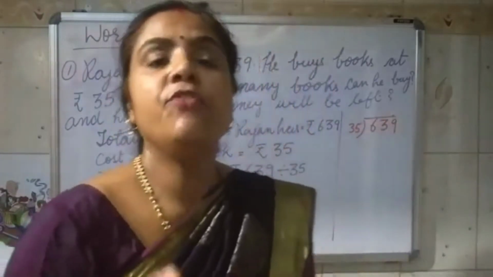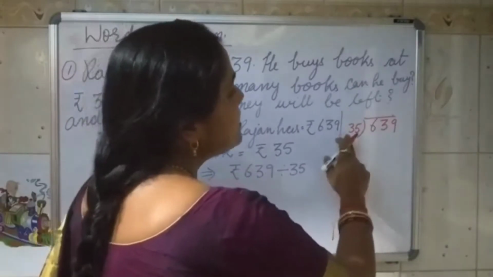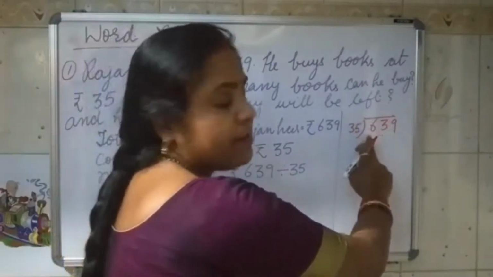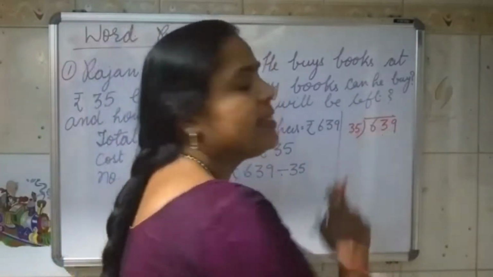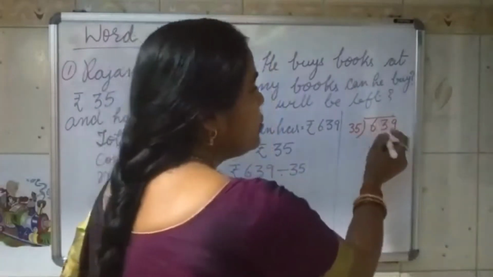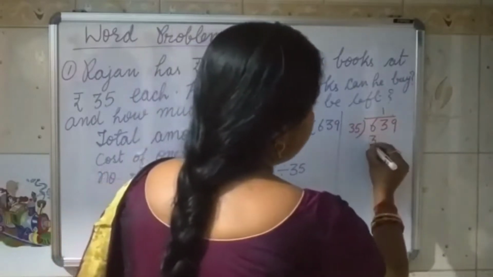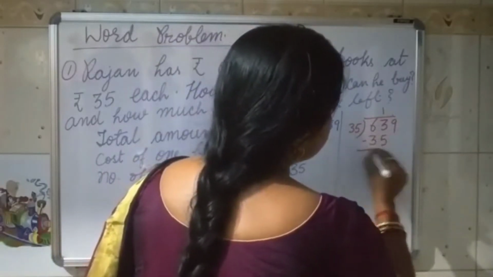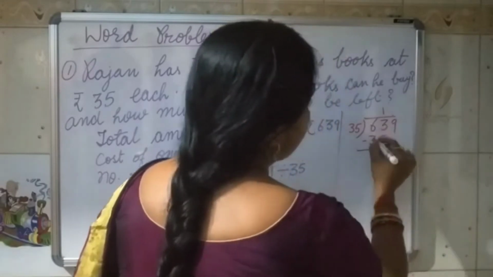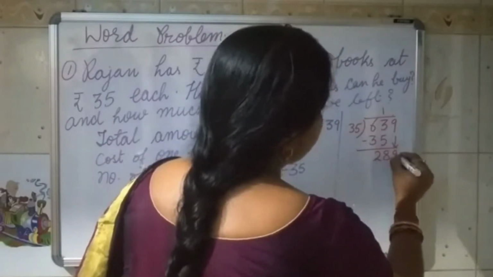As I told you, if you don't know the table, you have to go for the hit and trial method. Here 3 2s are 6. It means 2 times it is possible. But when we multiply 35 into 2, we get 70, which is more than 63. So we will go 1 time. 35 1s are 35. Subtracting, it is 28. This is 5 minus 3, it is 2. This 9 will come down to 289.